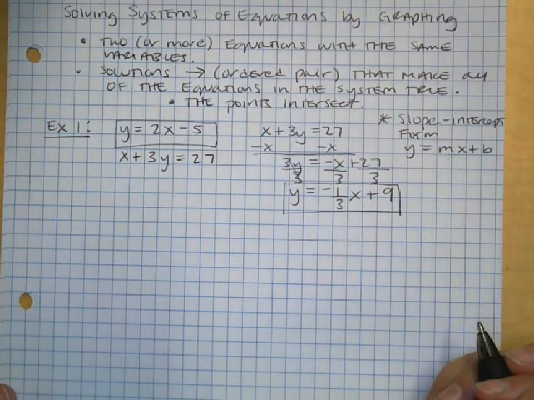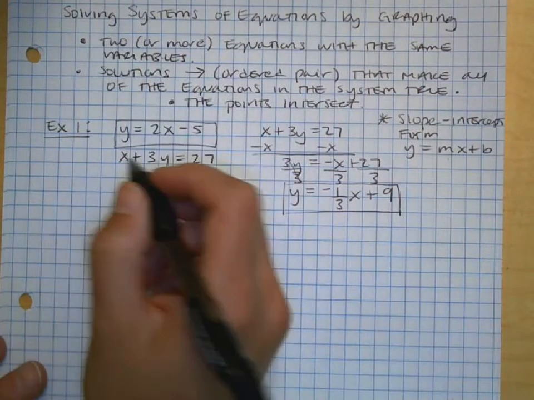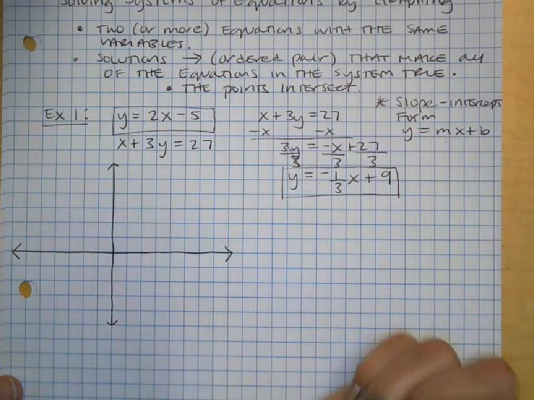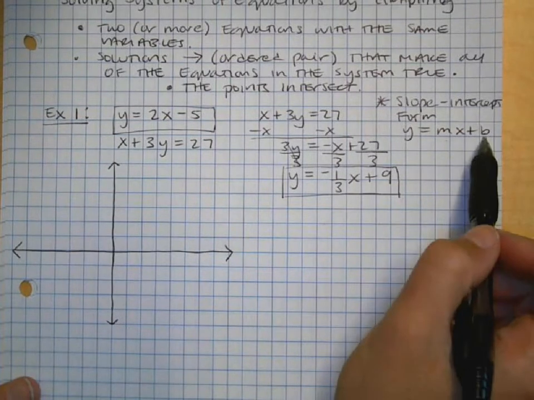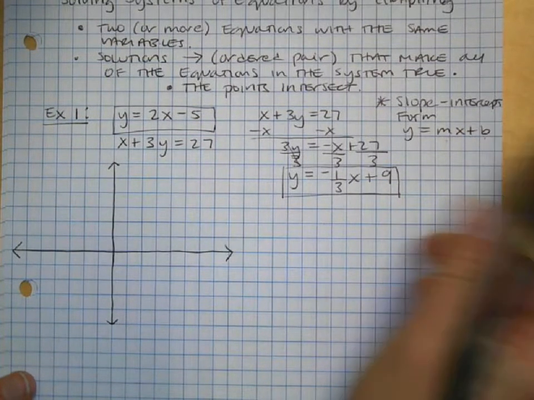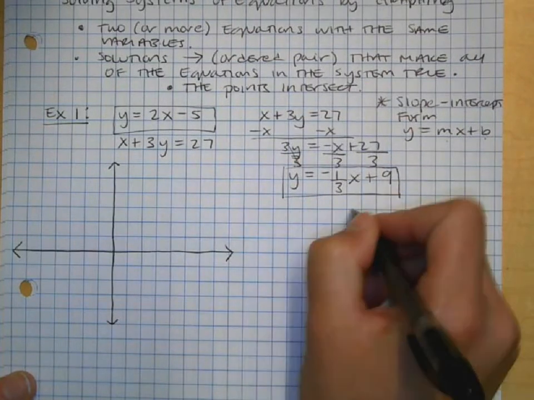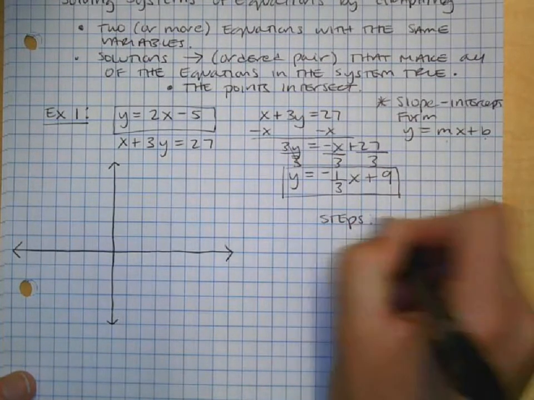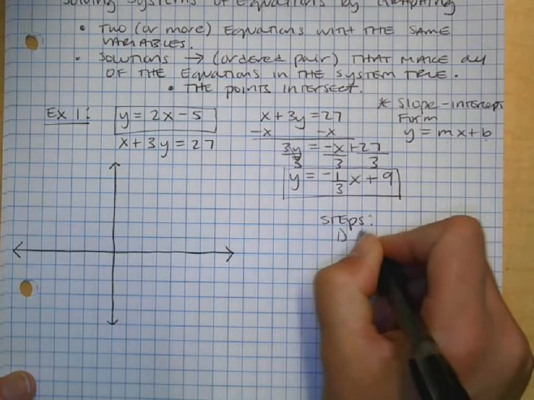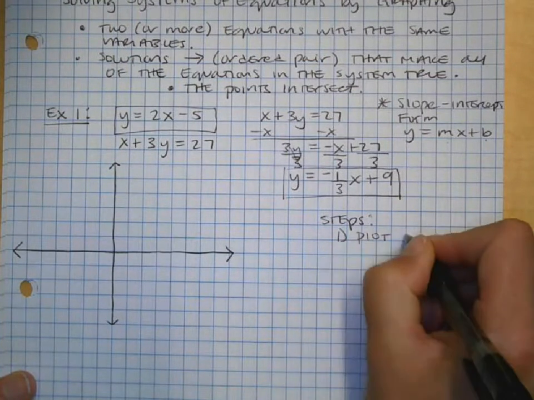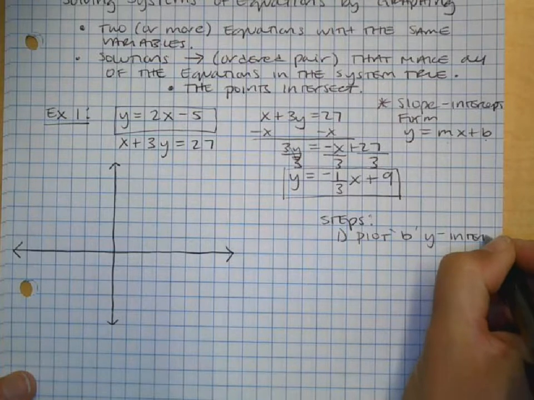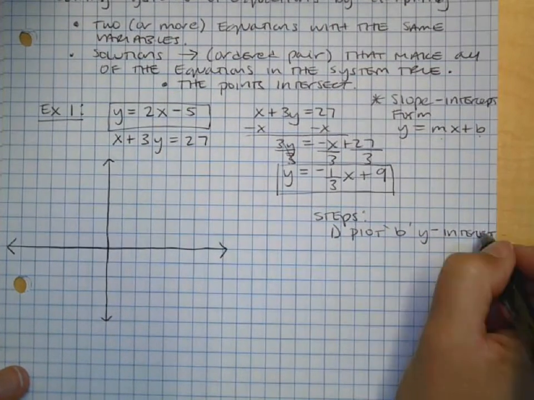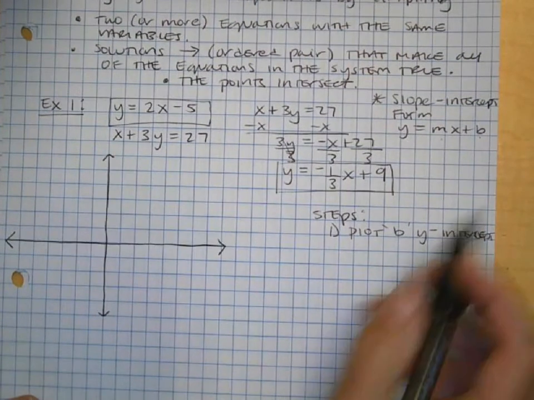On your graph paper, let's do a graph that's 10 by 10. Mine is a little bit off, but that's okay. If you refresh your memory, we always start with the b, the y-intercept, to graph. Let's make sure we embed these steps in our notes. Step number 1: plot b, or the y-intercept. You're always going to plot your y-intercept first.